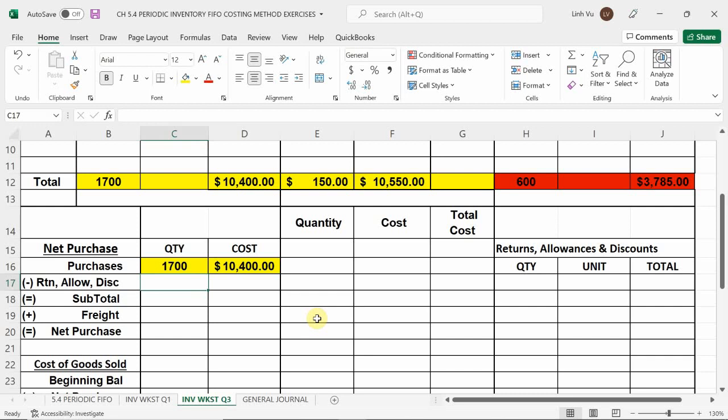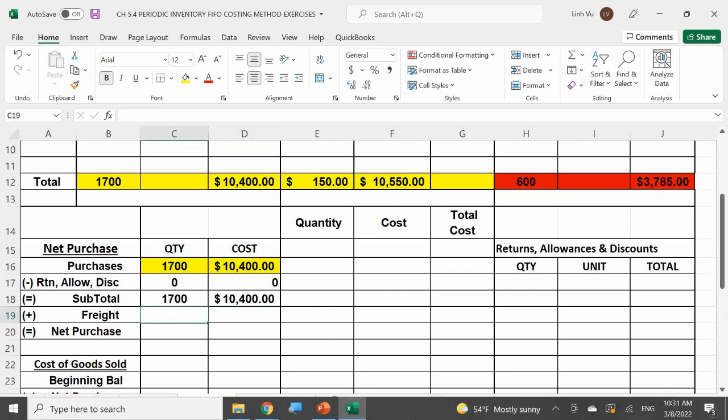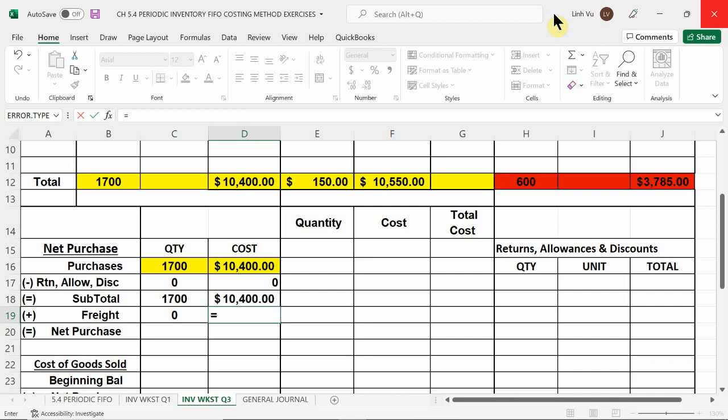No worries, it's okay. So then here, do we have any returns and allowances? Not for this problem. Still no returns and allowances. So therefore, if I take my purchases and subtract out my returns and allowances, I don't get anything. It's the same number. Freight adds 0 to quantity, but it adds to the total cost, okay?